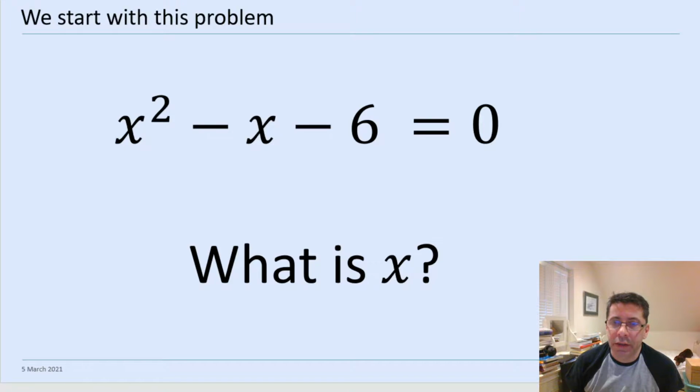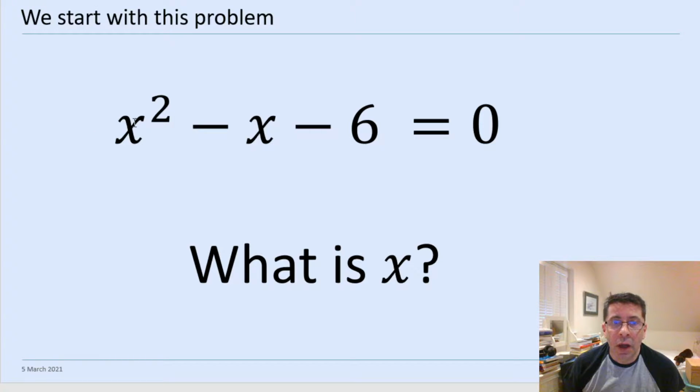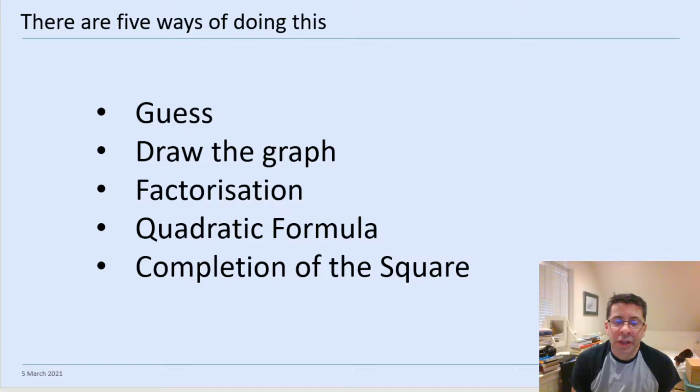What is x? There are 5 ways of doing this. The first is just to guess, to put numbers in and see if they work. So just put in the number 2. 2 squared is 4, minus 2 is 2, minus 6 is minus 4, so that is not 0, so 2 doesn't work, but we could try other numbers one by one and see what works. The second way is to draw the graph. We can also factorize a quadratic, and we'll look at that today. And then finally, future videos will look at the quadratic formula and completing the square.